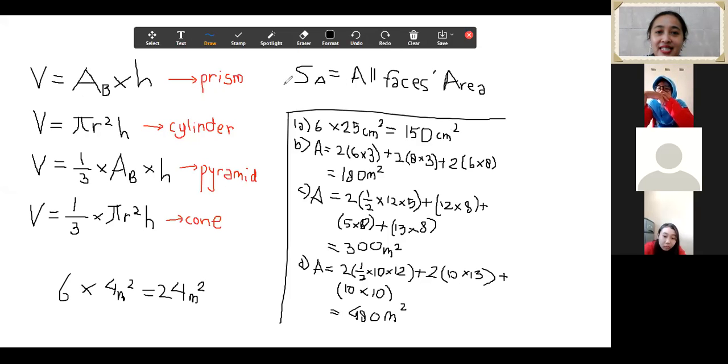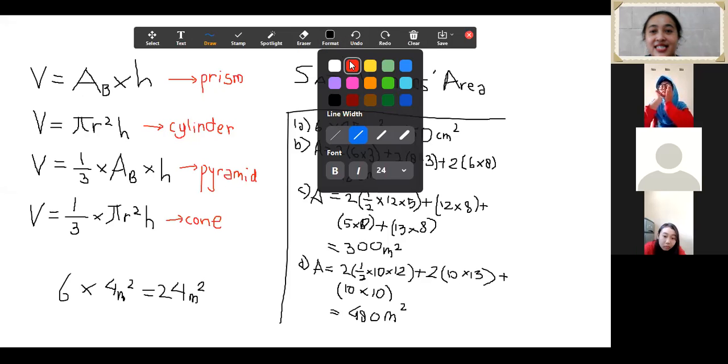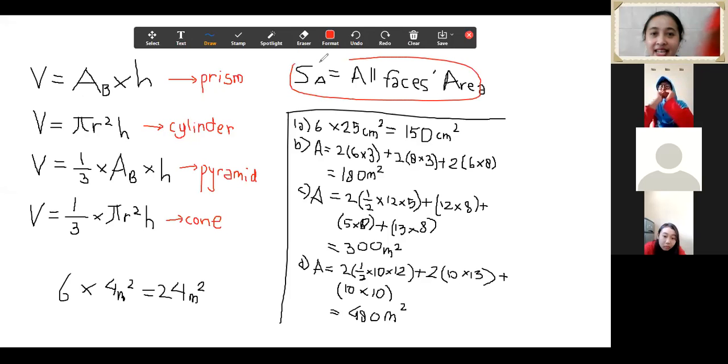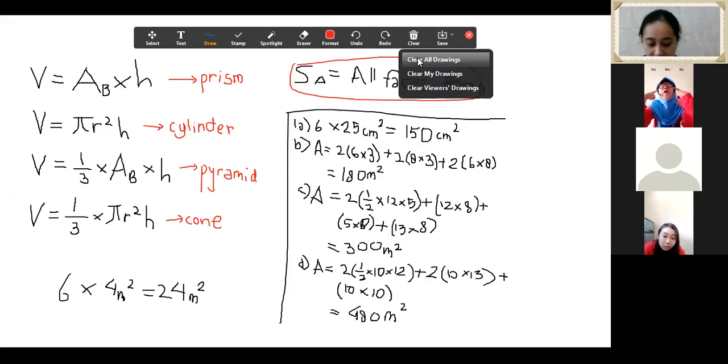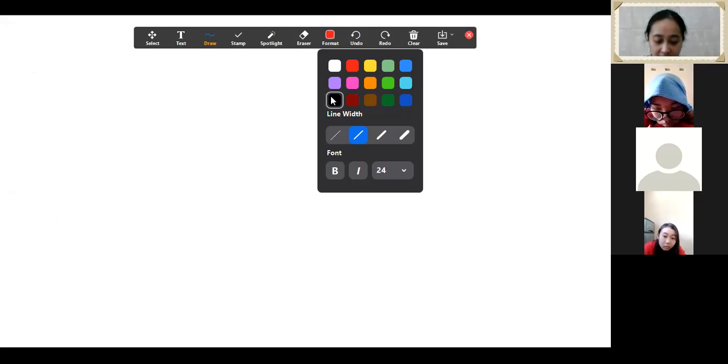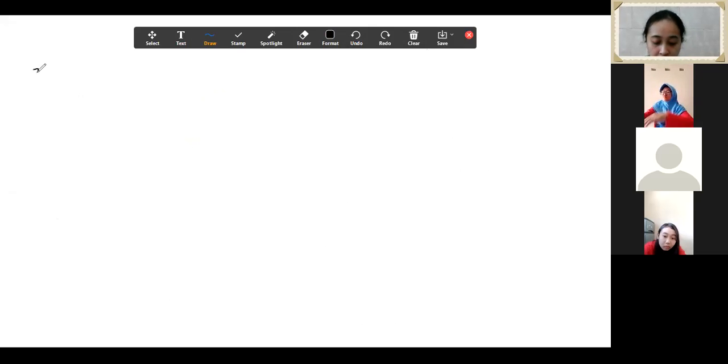Again, we have to remember that the surface area is all the faces area that form the 3D shape. Now let's take a look at number 3, page 23. We find that the total surface area of the cube is 96 centimeter square. The question is, what is the area of one face of the cube? We know that there are 6 faces, and since it is a cube, they have 6 equal faces. So 96 divided by 6 equals 16 centimeter square.